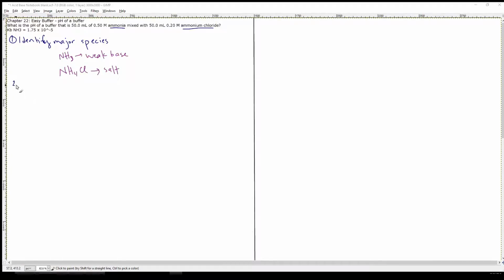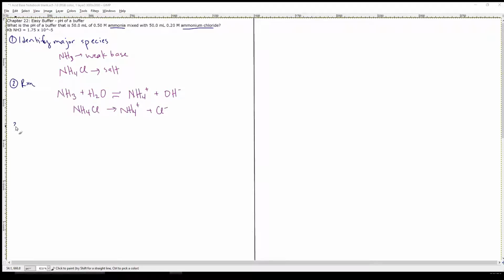Step 2, write out the reaction. So we're going to show ammonia, and by now you might be able to predict that we need to add water to it in order to show where this hydrogen comes from, and that leaves us with a hydroxide. Then we will take our salt, and since salts dissociate in water if they are soluble, which this one is, NH4 plus Cl minus.